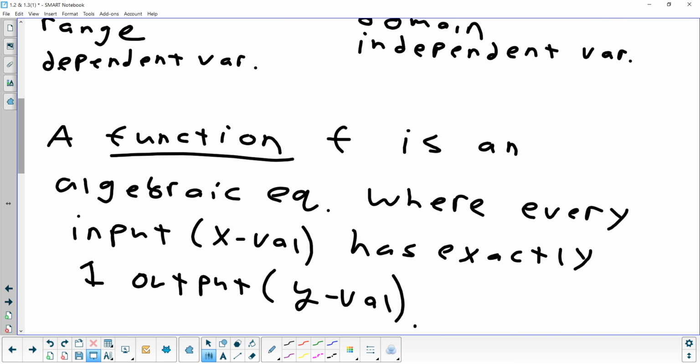So what makes something a function? I told you that there was like a special rule that made something a function. This is the rule. Something is a function if every input has one output. That means if you plug in a number, you'll get one number back as the answer. Not two numbers back as the answer, or three numbers. You get one number back.